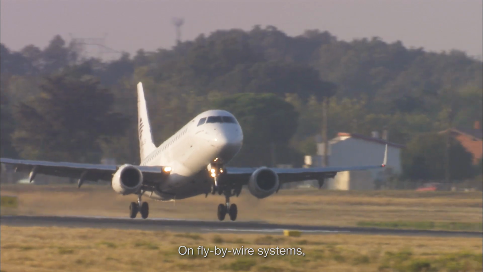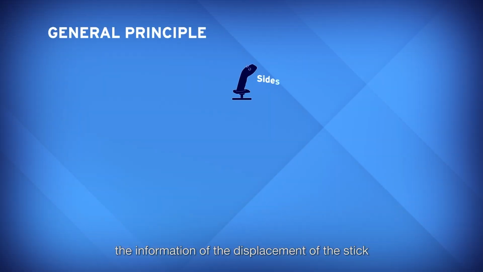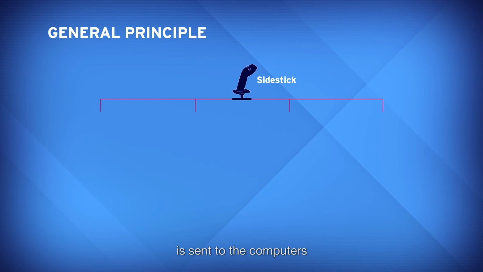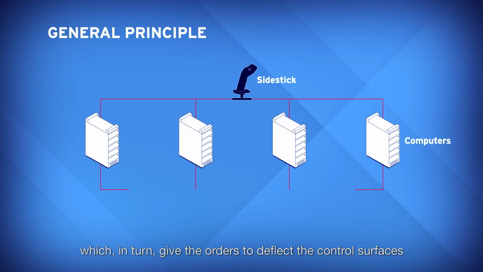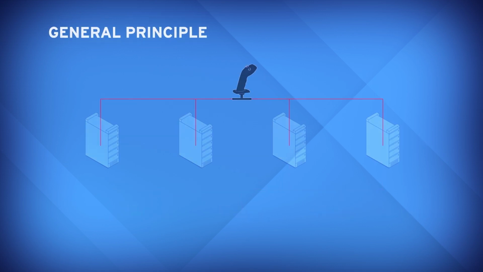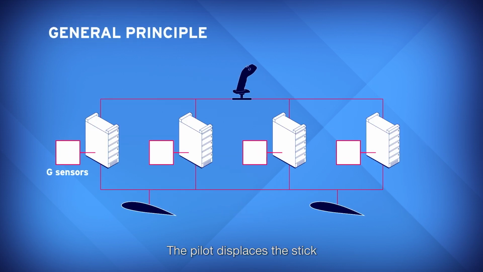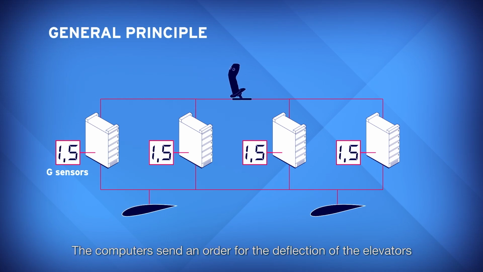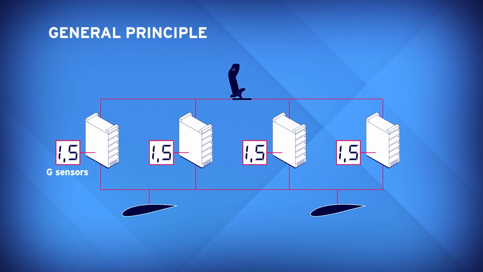On fly-by-wire systems, the information of the displacement of the stick or of the control wheel is sent to the computers, which in turn give the orders to deflect the control surfaces, to execute the maneuver requested by the pilot. Let's take an example. The pilot displaces the stick so as to obtain a load factor of 1.5 G. This command is transmitted to the computers. The computers send an order for the deflection of the elevators to reach 1.5 G. This order is a function of speed, Mach, altitude, center of gravity position, etc.